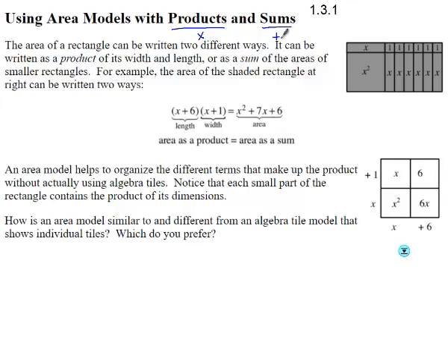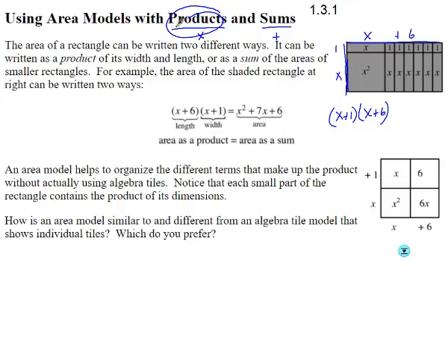To find the product, we're looking at length times width here. The length is x, and it looks like we have 1, 2, 3, 4, 5, 6. So x plus 6 is the length. And the width is x long here plus 1 wide, because that area there is x times 1, which gives us x. So for our product, we're going to have x plus 1 times x plus 6. That gives the area as a product.